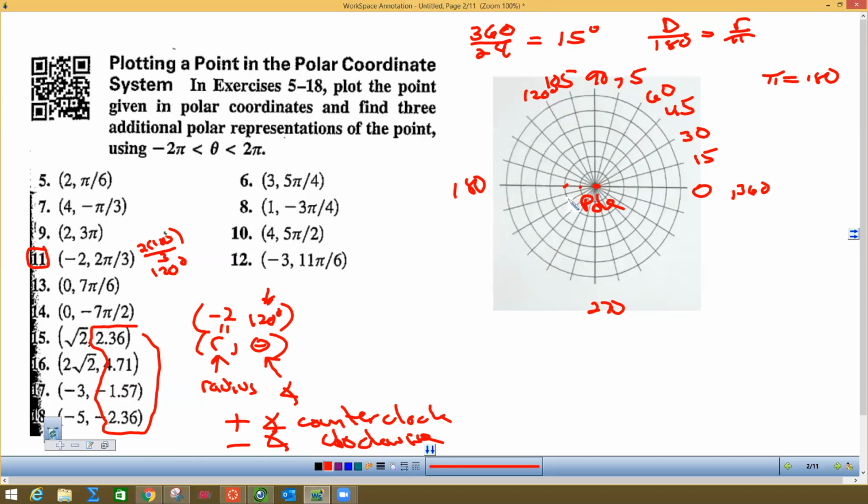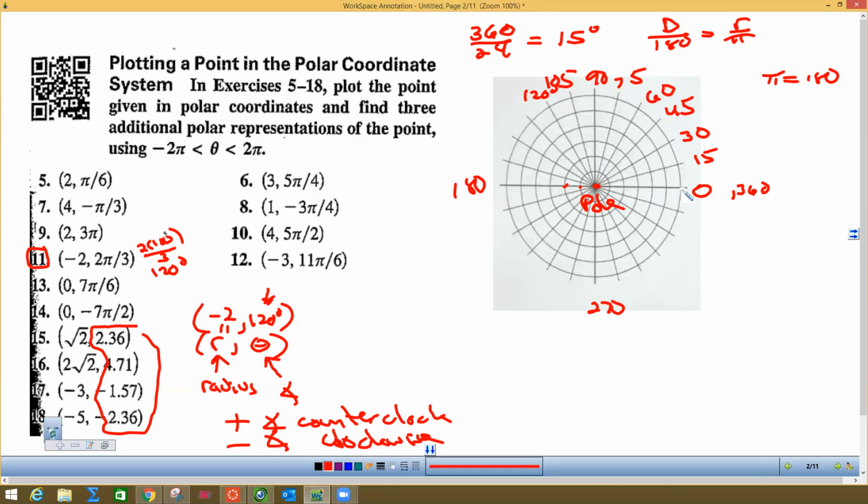Now, am I going to go clockwise from here or counterclockwise? Is this a positive 120 or a negative 120? Positive. There's no negative in front of 2 pi over 3. So I have to go down here. This is positive. So I've got to go counterclockwise. So am I going to go down from here or up? Down. And I need to go 120 degrees.